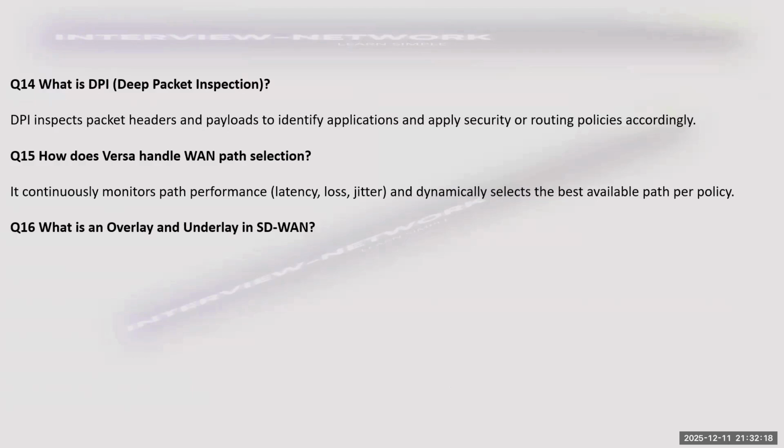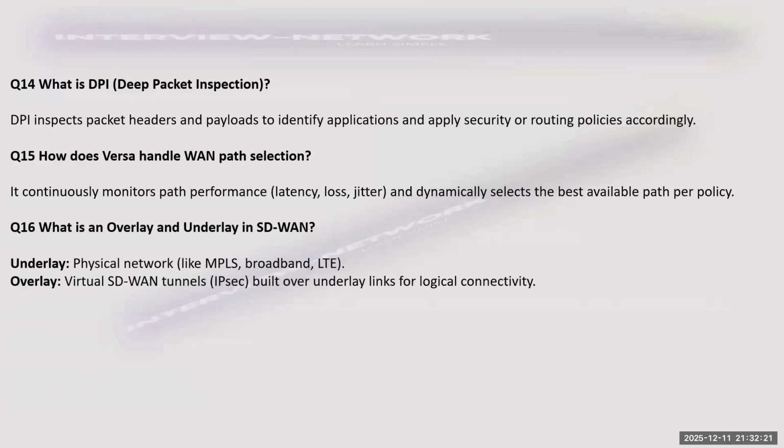What is an overlay and underlay in SD-WAN? Underlay is the physical network where you have MPLS, broadband, LTE, and everything. You have your physical devices. And the overlay is where you have your Versa Director, your head end, and virtual SD-WAN tunnels, IPsec, built over the underlay link for logical connectivity. So there is an IPsec tunnel built between each device, between underlay and overlay, so that packets will be encrypted and all the transmission will happen on that basis.